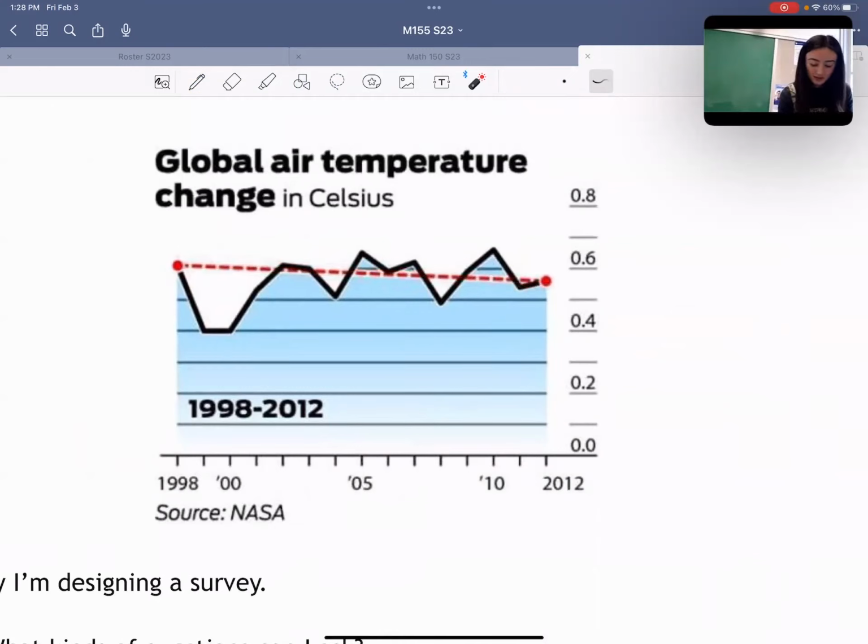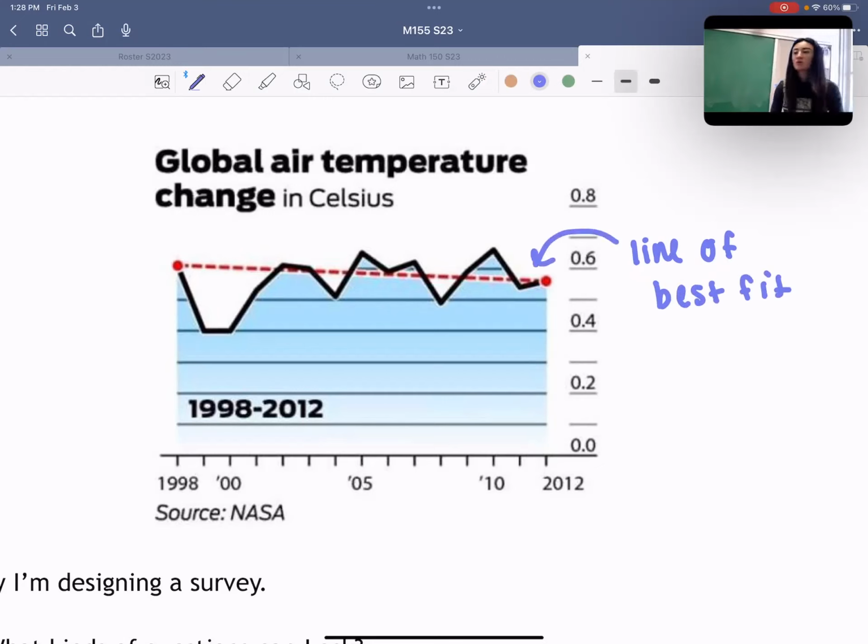Usually call it like a line of something. Line of best fit. Good. I need to write this in an actual pencil. Here we go. So this is called a line of best fit. Some people also call it a trend line. And what it does is it's calculated to follow the graph to see if the graph is going up in general, going down, staying the same.